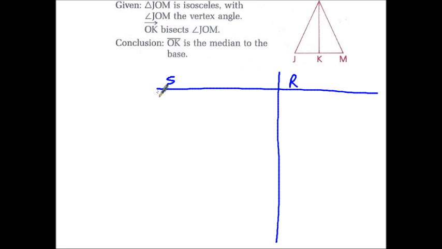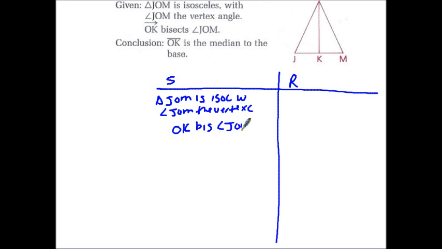Alright, so here's our next one. Again, let's copy down the picture, and let's put our givens into our statements and reasons. So here we go. We've got our statements, and we've got our reasons. So, we have triangle JOM is isosceles with angle JOM, the vertex angle, and OK bisects angle JOM.